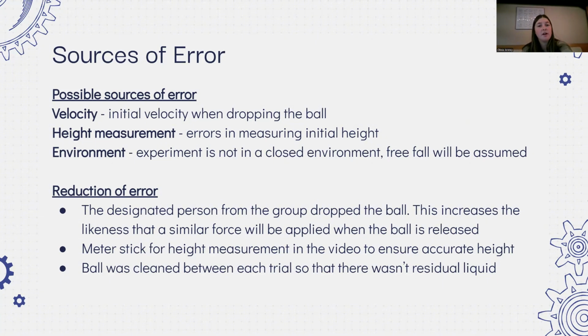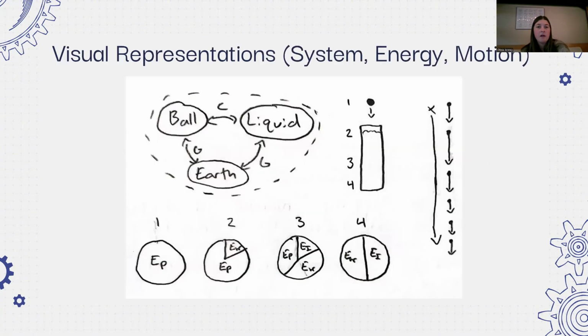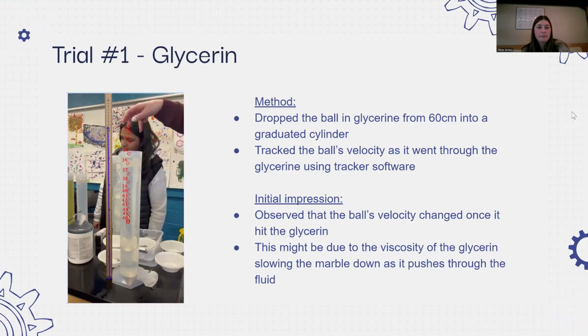And then for reduction of error, we had a designated person from the group to drop the ball, and so this increased the likeliness that a similar force will be applied when the ball is released. And then we had a meter stick for the height measurement in the video to ensure accurate height, and then the ball was cleaned between each trial so there wasn't residual liquid. And then here are our visual representations, like our system schema, our energy pie charts, and our motion maps.